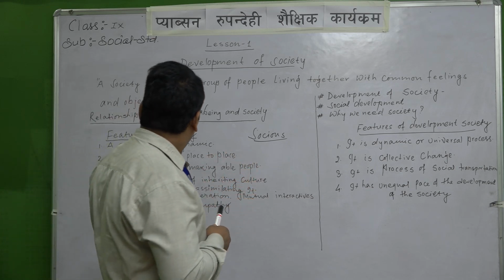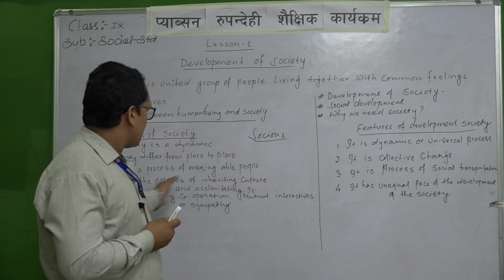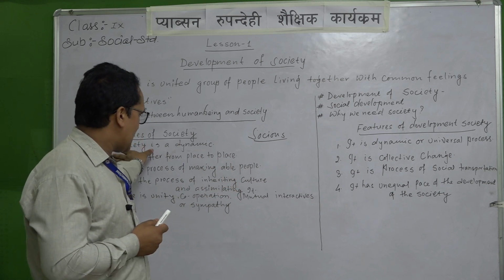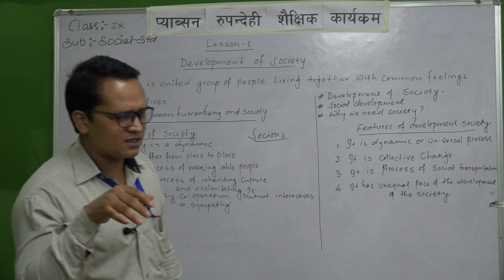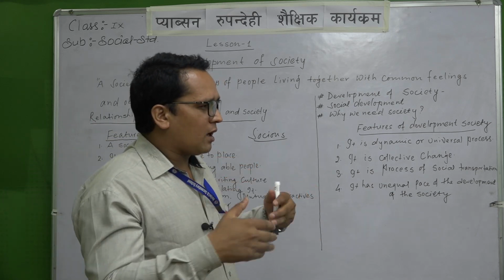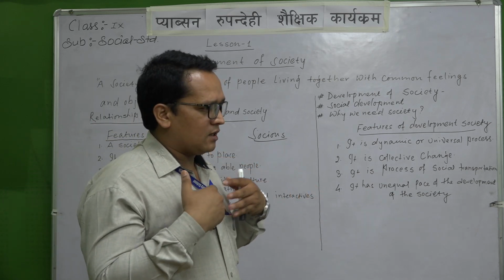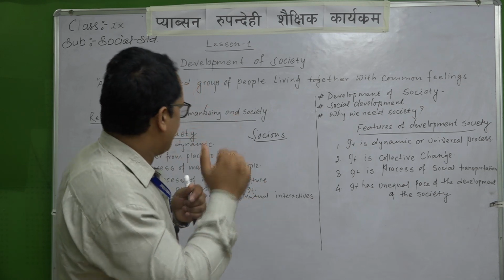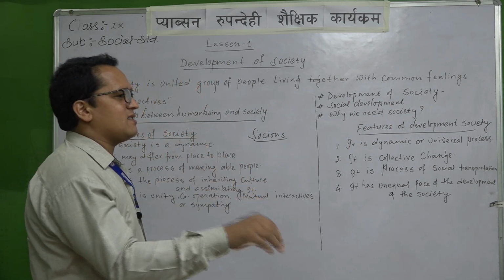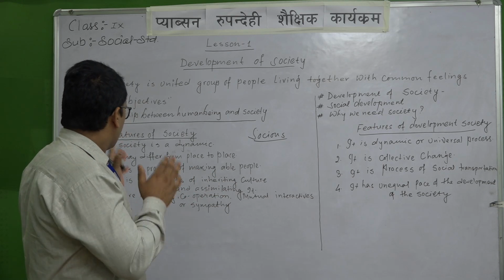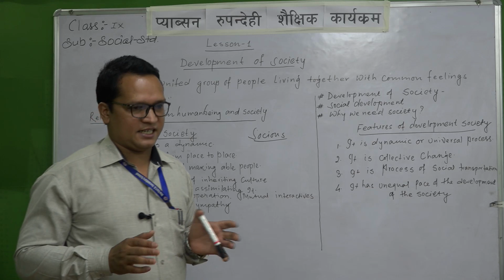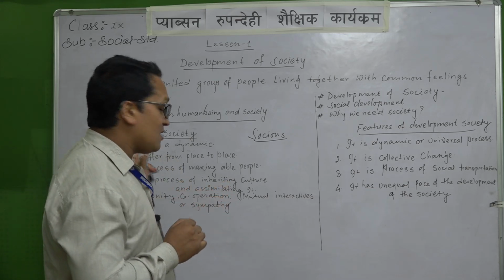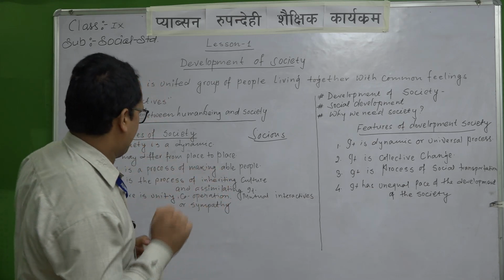The process of inheriting culture is a feature of society, and assimilating it means that these things should become part of our body and soul, in our mind, and should be implemented on the ground. It is called the process of inheriting culture and assimilating it. So in that way, point number 4 teaches us about that.